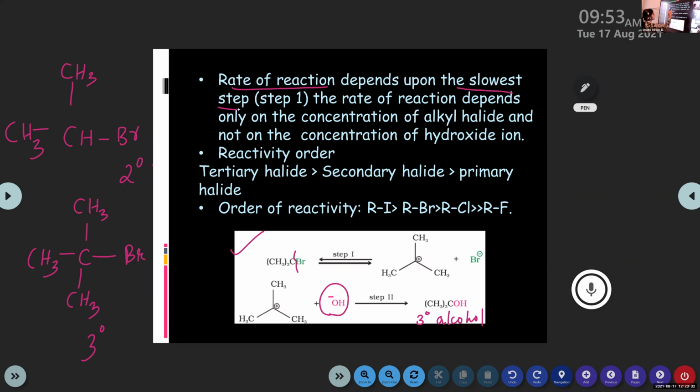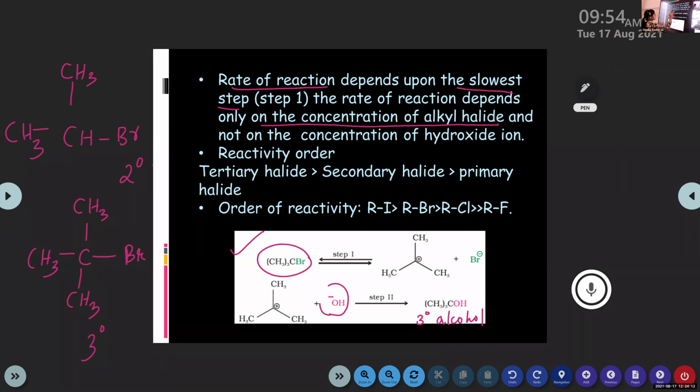So the rate of reaction depends on step 1. And the rate of reaction depends only on the concentration of alkyl halide. That's why it follows first order kinetics. In the beginning itself, we learned that the rate of reaction depends only on the concentration of one reactant, right? So here, step 1 is the slowest step. It is the rate determining step.